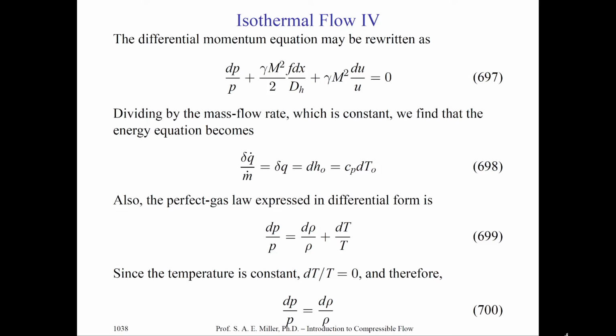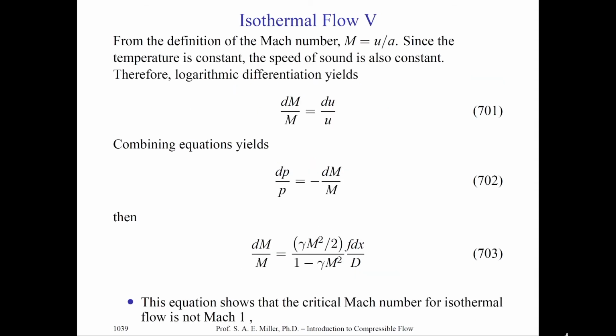We also recall that this perfect gas law can be expressed in the differential form between pressure, density, and temperature. We have assumed that the static temperature within the flow is constant, and therefore, the last term in 699, dT over T, should be 0 because dT is 0. Temperature is a positive scalar. We can then write dP over P equals d rho over rho, and so we find a closed form expression between the differential pressure and density.